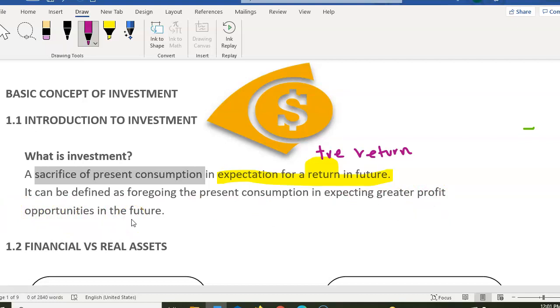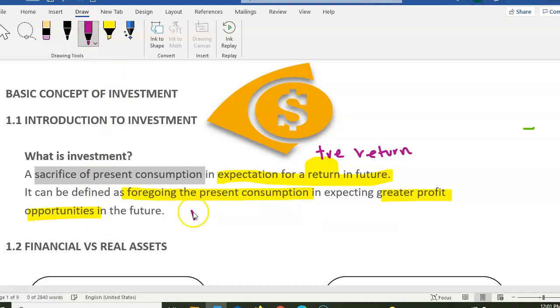Jadi, in bahasa, apa yang kita nak adalah, for investment, we are foregoing the present consumption. So kita akan lepaskan apa saja yang kita ada hari ni. So we put it somewhere else. Kita letak dekat satu tempat yang lain, in expecting, dengan harapan kita akan dapat greater profit opportunities in the future lah.